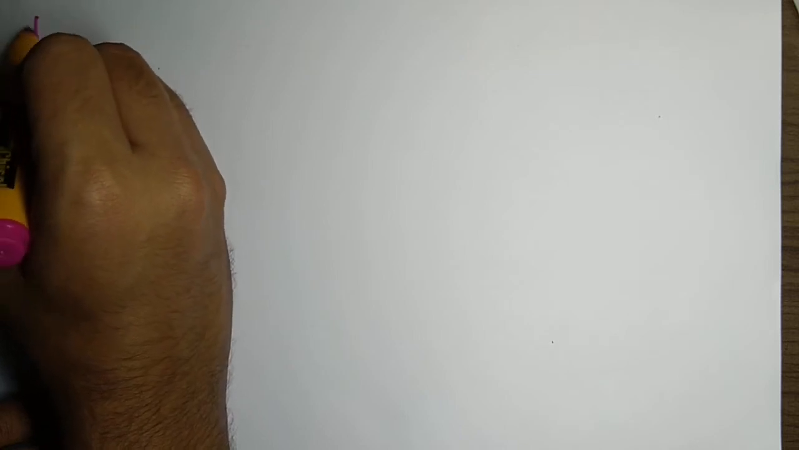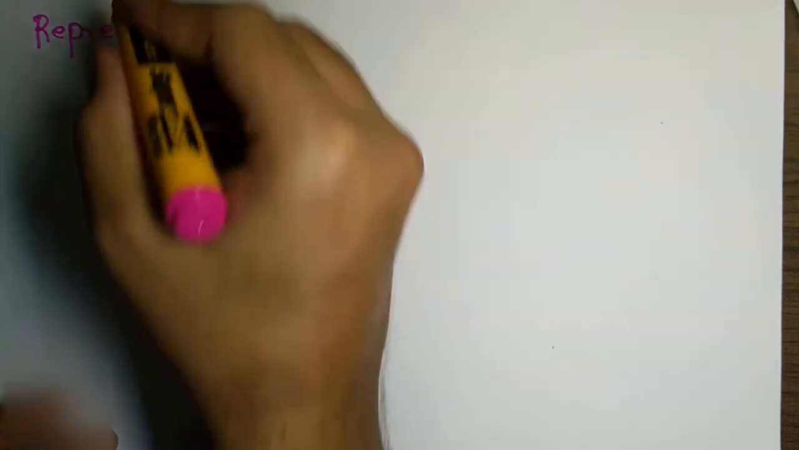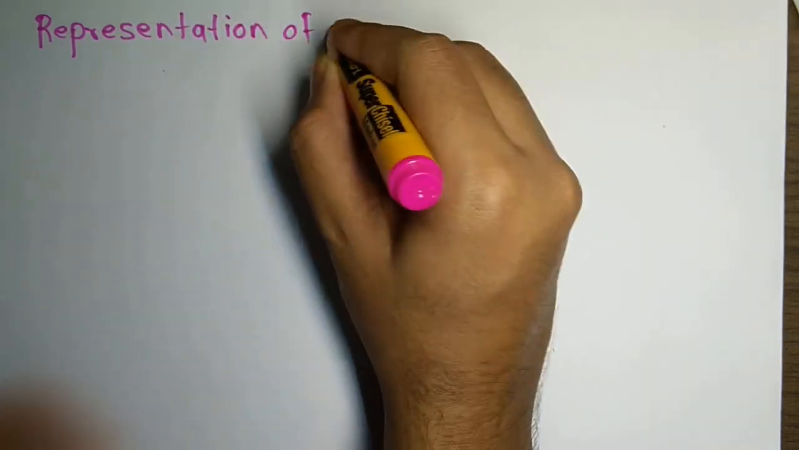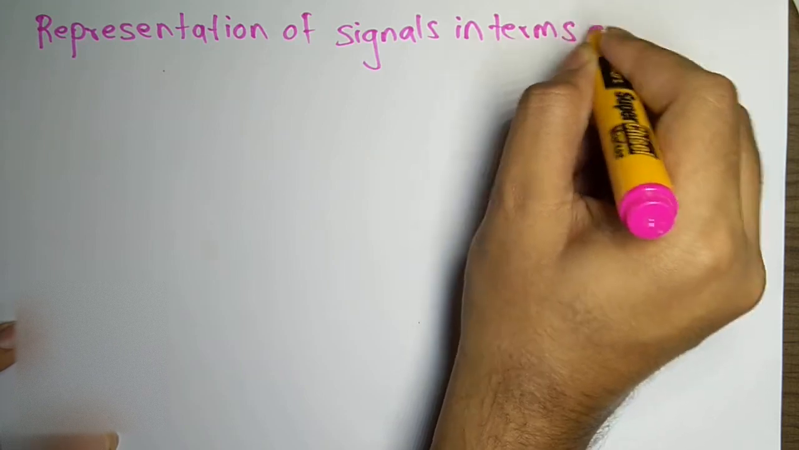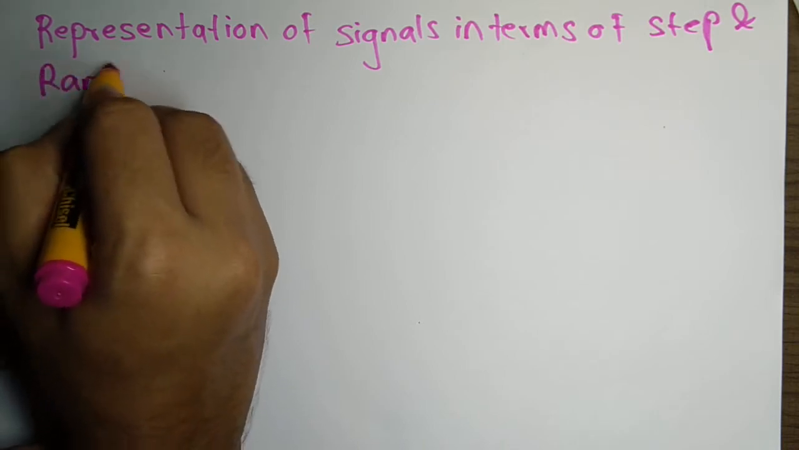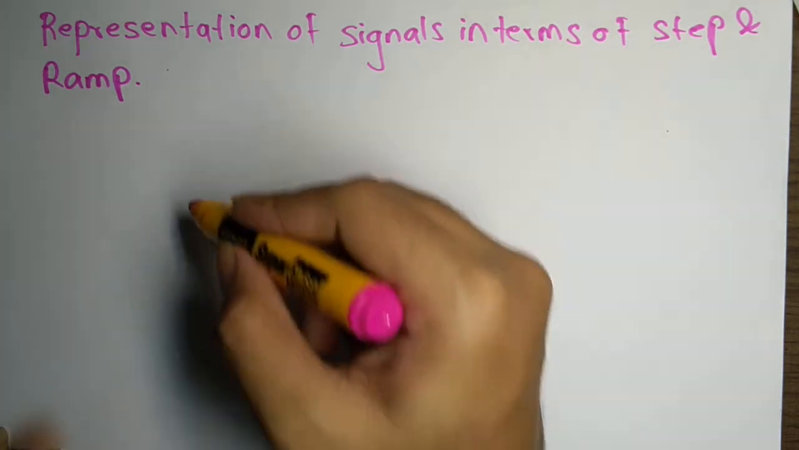Hello. So, this is a revision lecture for representation of signals in the form of step and ramp. So, I'll write it down here. I hope it is visible. Representation of signals in the form of step and ramp. All right. So the first example that we were left with in the last lecture was this.